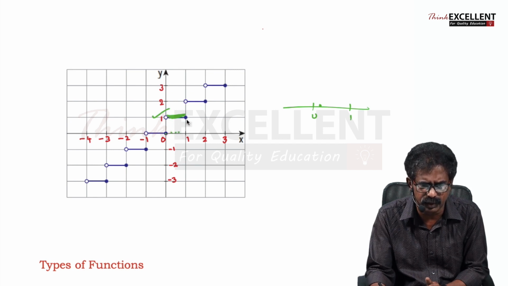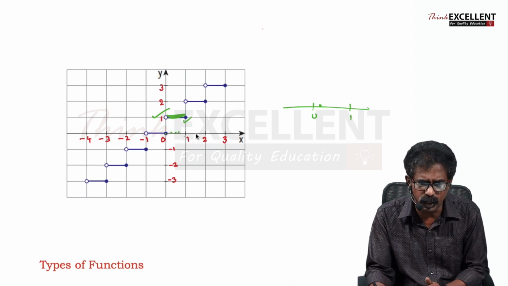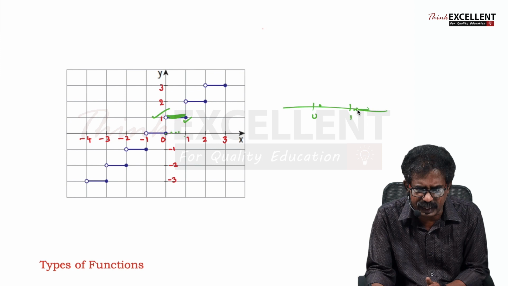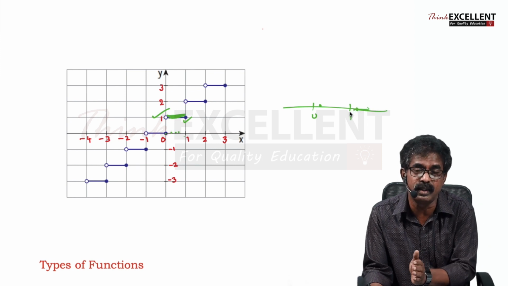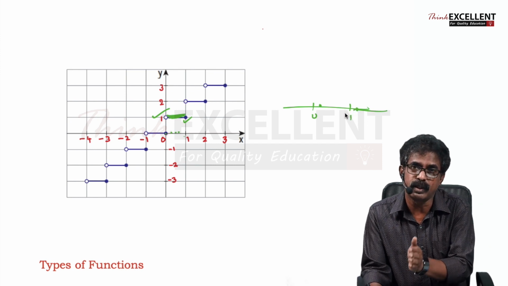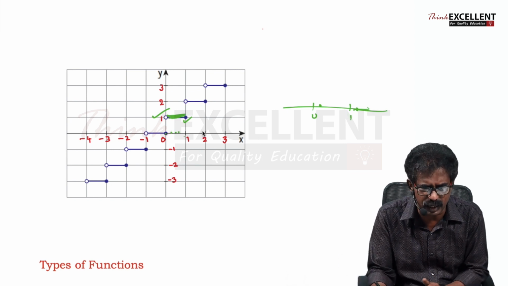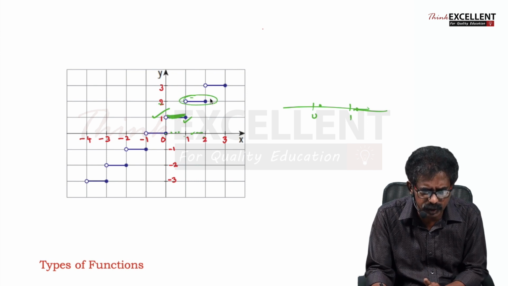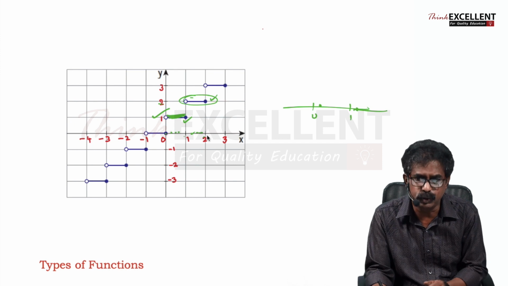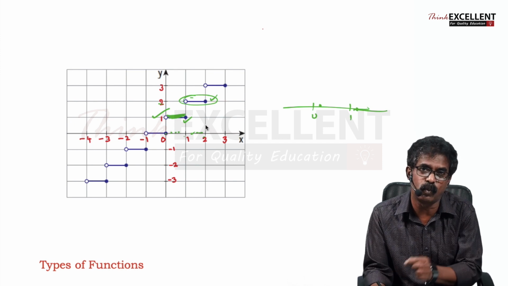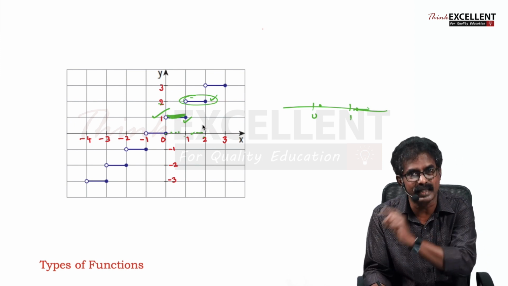At 1 also, it is 1 only. Then 1.1, when it comes to the right of 1, everything up to 1.999, the right side value is 2. So after 1, for all these, the answer is 2. Then for 2 also it is 2. Then at 2.0001, once it crosses 2, the answer is 3.